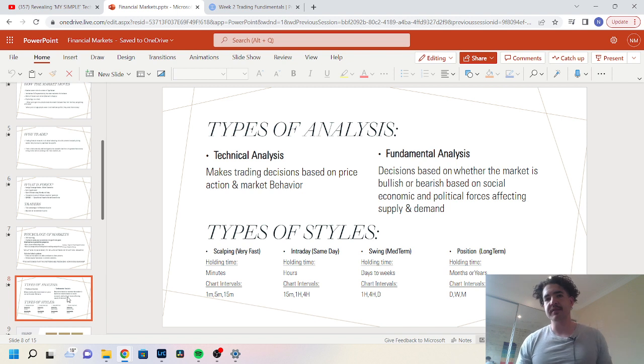So there's different types of trading. There's scalping, which is the in and out, very fast types of trades. You're holding trades for maybe minutes or hours at most. Your chart intervals will probably be the 1 minute, the 5 minute, the 15 minute. Then there's intraday. You could be holding a trade all day, but intraday pretty much means that you're not going to be holding trades overnight. So you'll be looking at the 15, the 1 hour, the 4 hour.